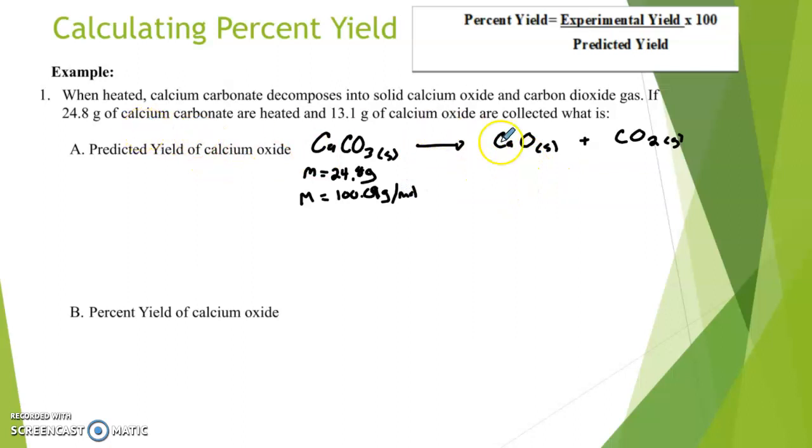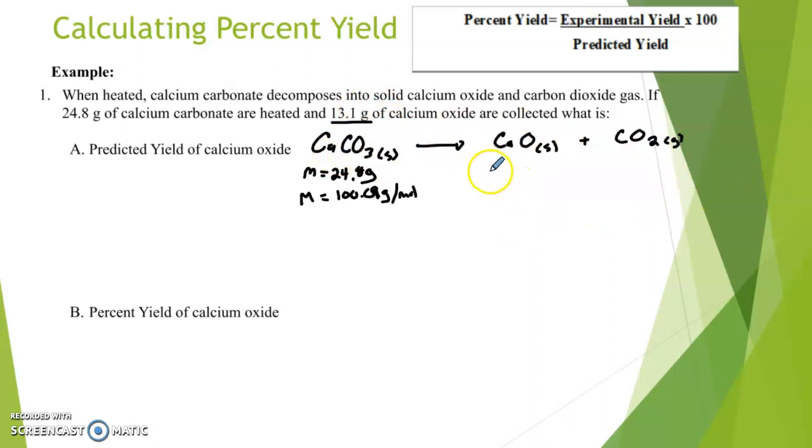And we got a mass of calcium oxide, which is 13.1 grams. So how we have to differentiate and look at these is it's saying in an experiment, you produce this much calcium oxide. But what we need to do is understand that this is an experiment.